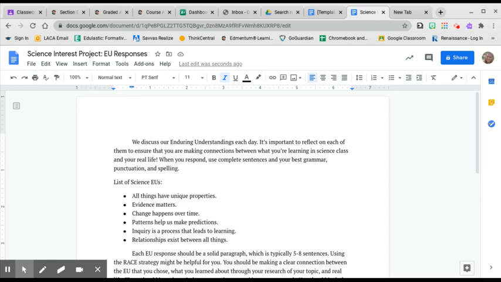The list of EUs for science that you can pick from are: all things have unique properties, evidence matters, change happens over time, patterns help us make predictions, inquiry is a process that leads to learning, and relationships exist between all things. So there's a list of six EUs.